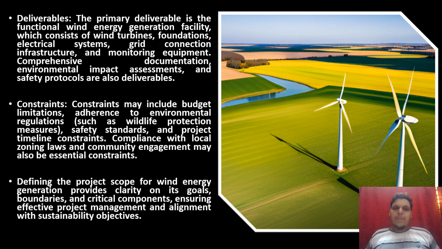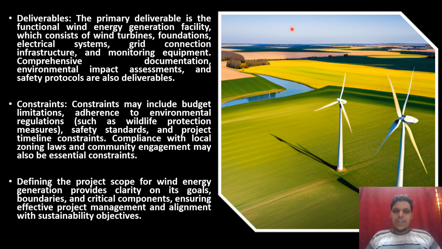Deliverables. The primary deliverable is the functional wind energy generation facility, which consists of wind turbine foundations, electrical systems, grid connection infrastructure, and monitoring equipment. Comprehensive documentation, environmental impact assessments, and safety protocols are also deliverables.